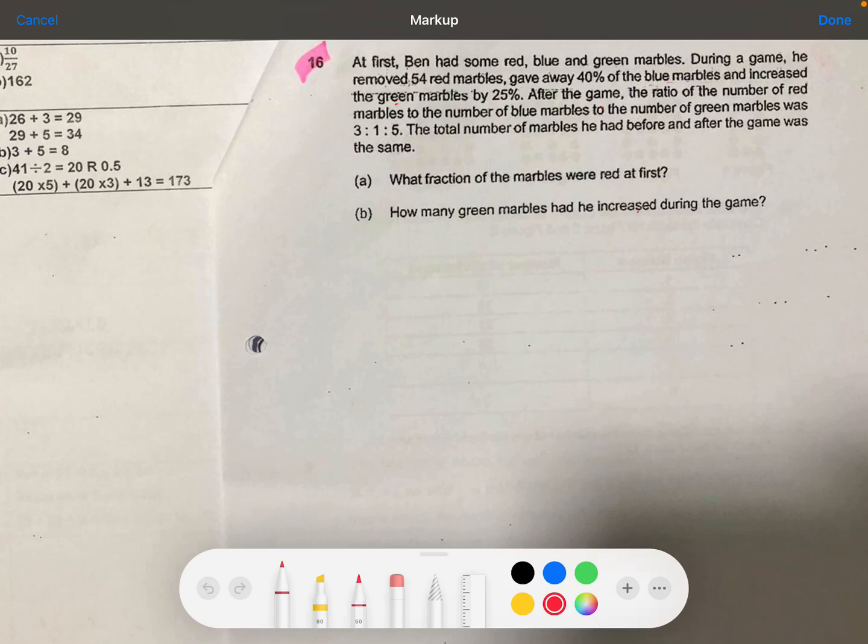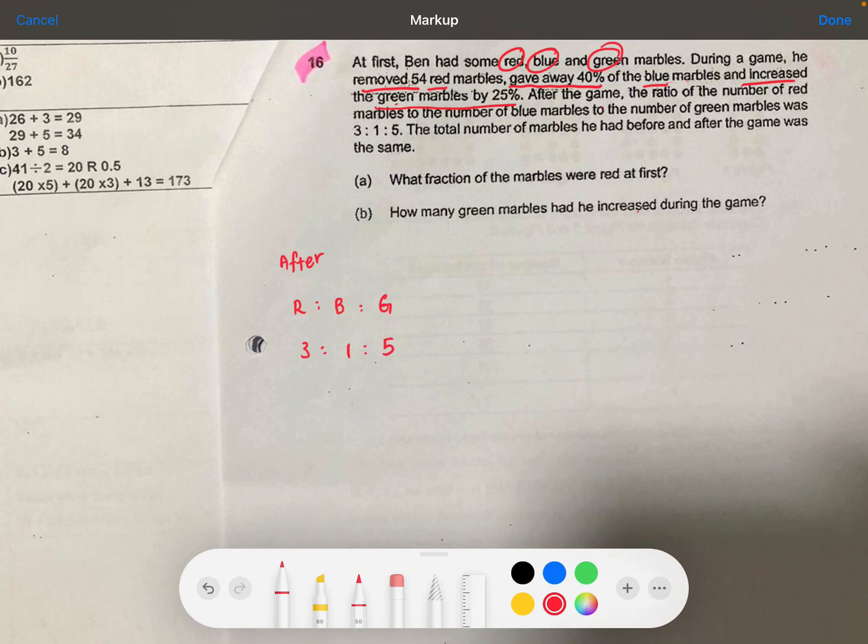Okay, so there are three different types of marbles. You also have the information: removed 54 red, you gave away 40% of the blue marbles, and increased the green marbles by 25%. Okay, so you have the after ratio. The after ratio of red to blue to green is 3 to 1 to 5.